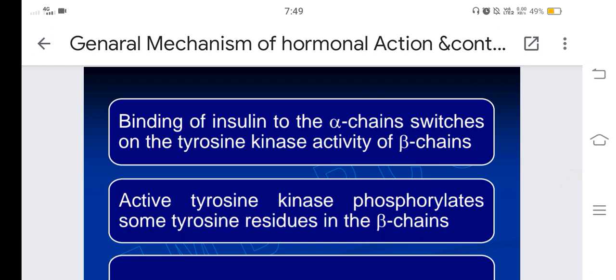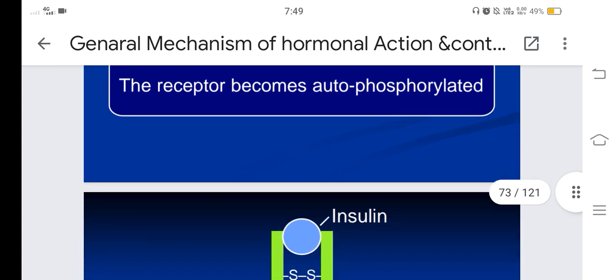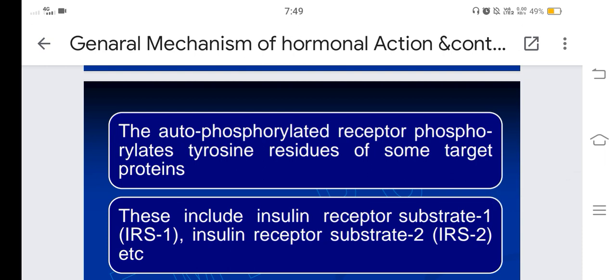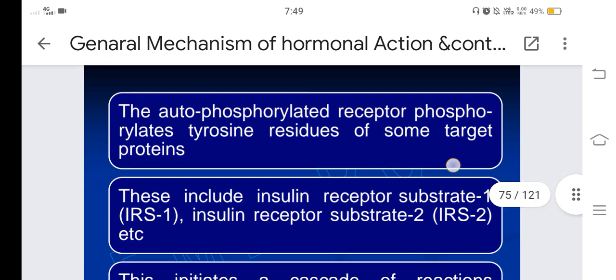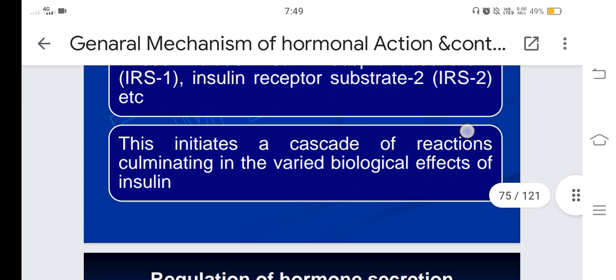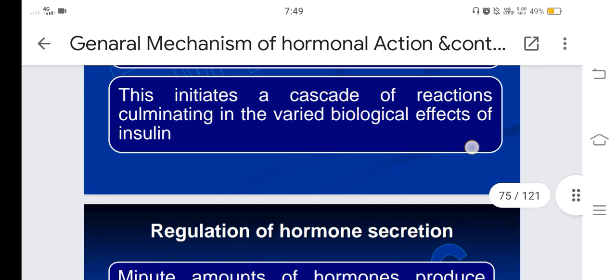Binding of insulin to the alpha chain switches on the tyrosine kinase activity of beta chains. Active tyrosine kinase phosphorylates some tyrosine residues in the beta chains. The receptor becomes autophosphorylated. The autophosphorylated receptor phosphorylates tyrosine residues of some target proteins. These include insulin receptor substrate 1, IRS1, and insulin receptor substrate 2, IRS2, and this initiates a cascade of reactions culminating in the varied biological effects of insulin.